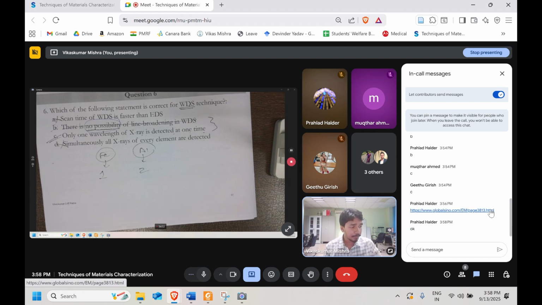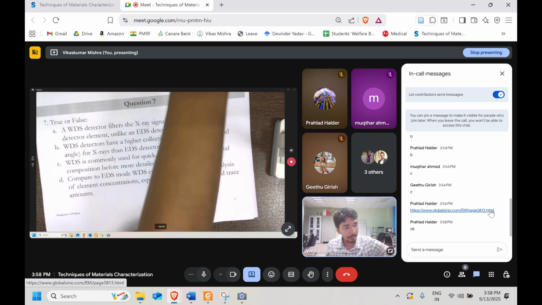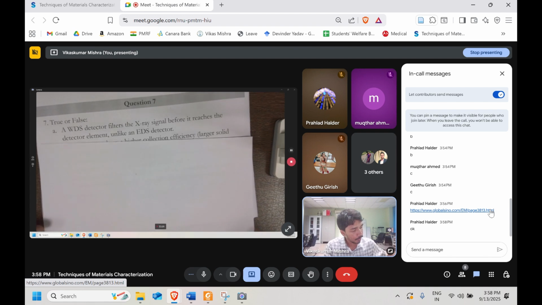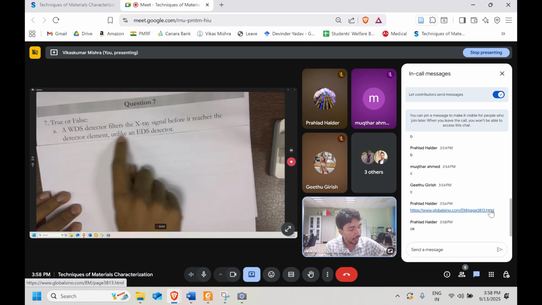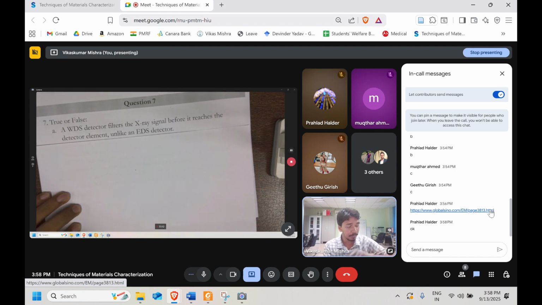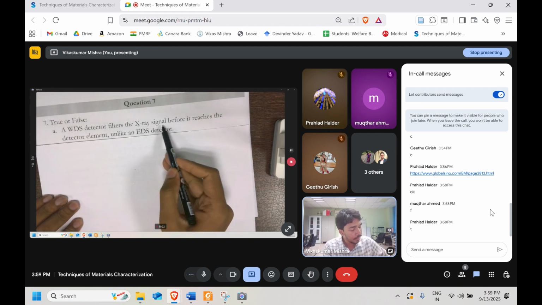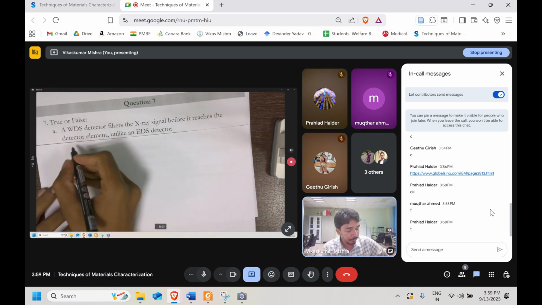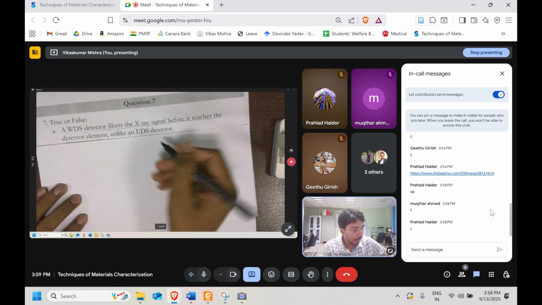Okay, great. Let's move to the next question, question number 7. A WDS detector filters the X-ray signal before it reaches the detector element, unlike an EDS detector. True, very good. The WDS detector filters the X-ray signal before it reaches the detector element. Yes, it will filter it out, unlike an EDS detector.